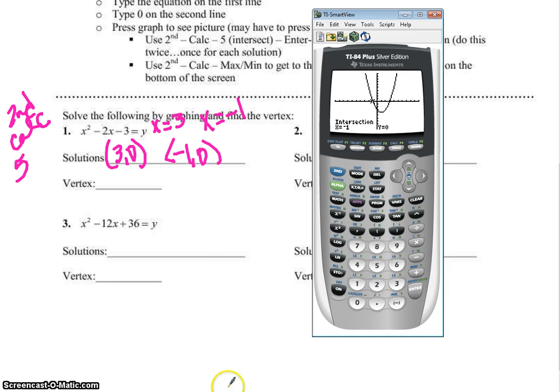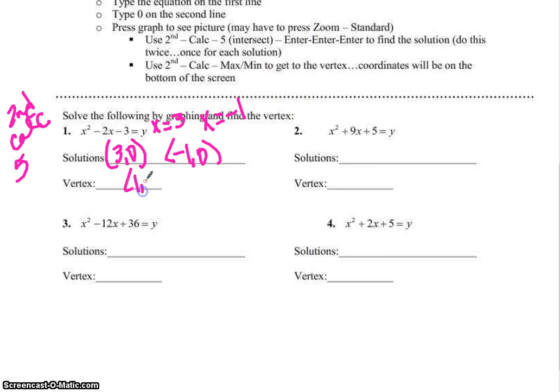While we're here, let's do a quick reminder about the vertex. The vertex is the low point or the high point. It's where it changes directions. This is a low point, which means it's a minimum. So I'm going to go second Calc number 3 for minimum. You got to be to the left of the vertex, and I am, so I press enter. Go to the right until you go past the vertex, and I'm past it now. Enter, enter. No set spot to be as long as you're before and after or left and right. Probably going to want to round on this, so this would be (1, -4).